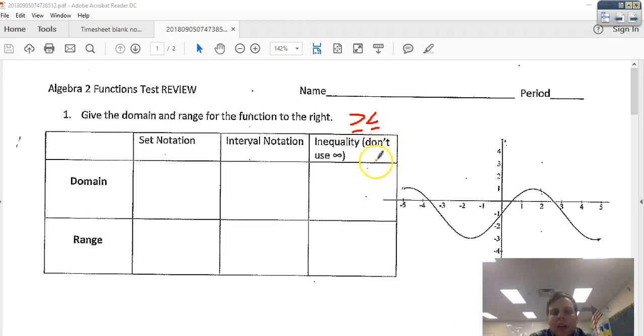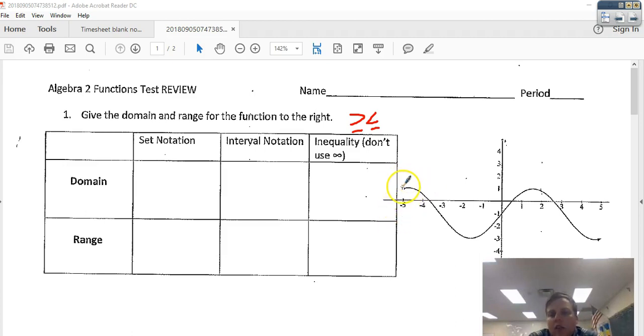Okay? So then, for this problem, my domain, well, what is my most left x value? It's almost always a good idea to try to find your smallest value of something. So, for domain, that would be x. For range, that would be y. So my most left x value is -5.